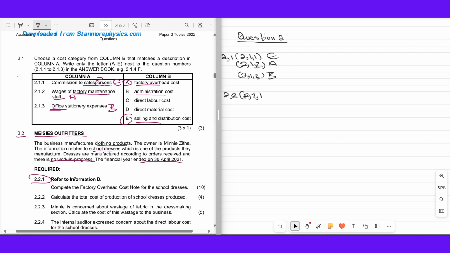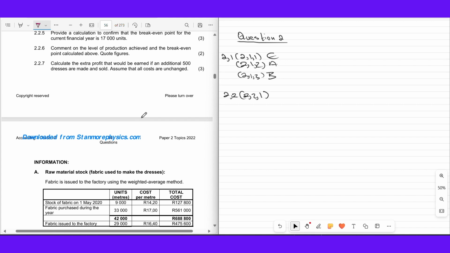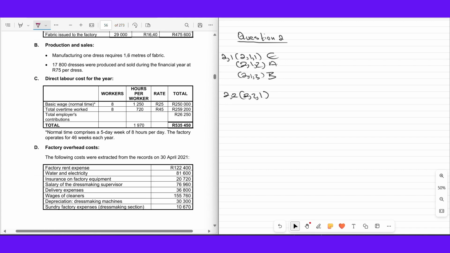So now they want us to refer to information B. They are saying we should complete the factory overhead cost note for the school dresses, which takes 10 marks. So now we know that factory overhead, we have indirect labor and indirect material and other expenses related to the factory. So we are going to refer to information G, which is factory overhead cost.